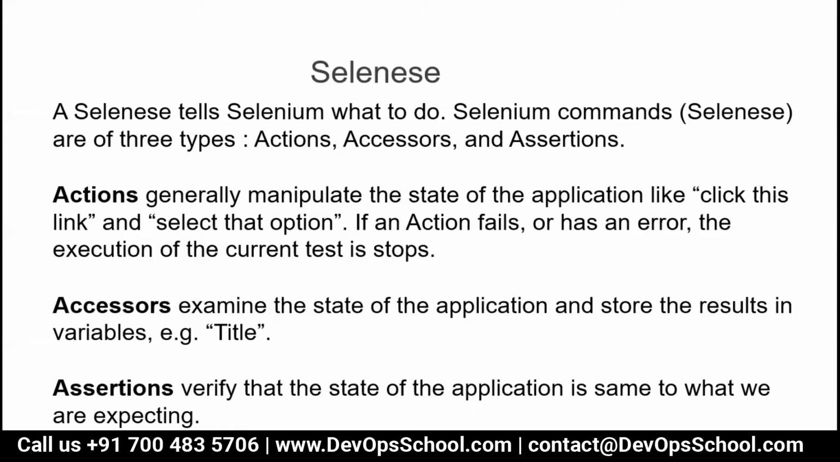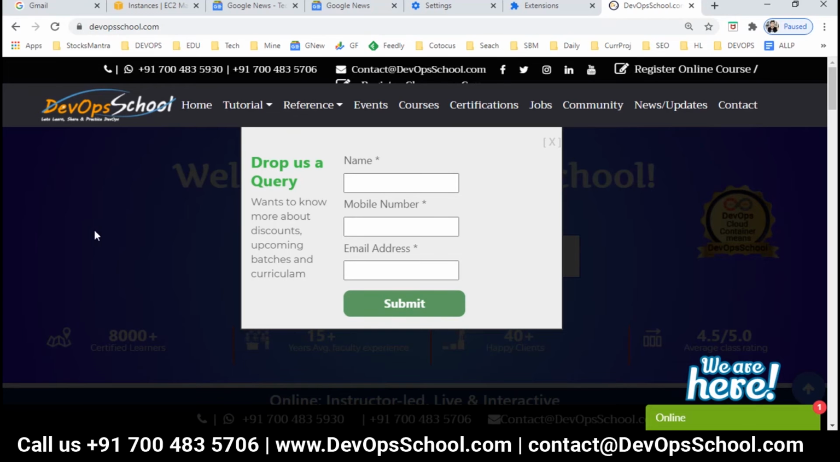Next one is accessors. So what are accessors? Accessors examine the state of the application. During the testing, they examine the state of the application and store the results in variables. So let's say you click something. Let's say I click here and I get this page.